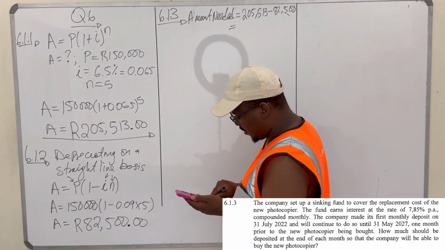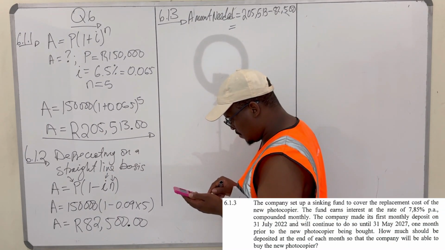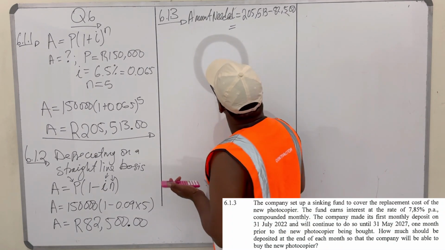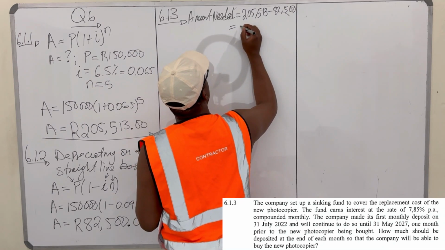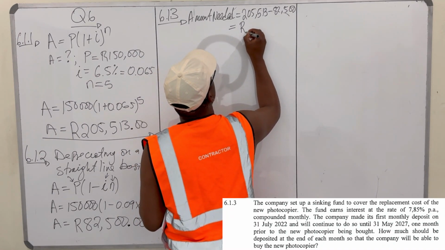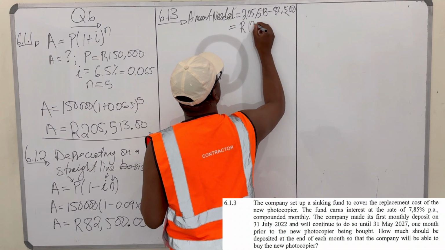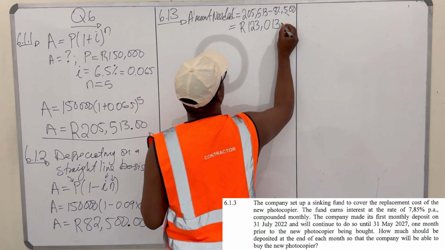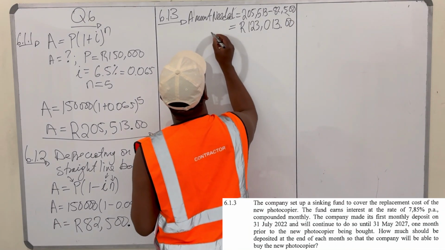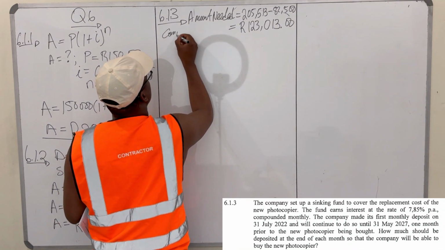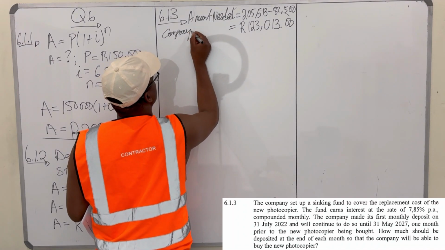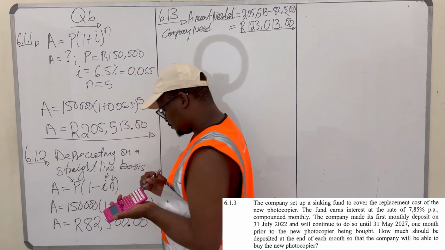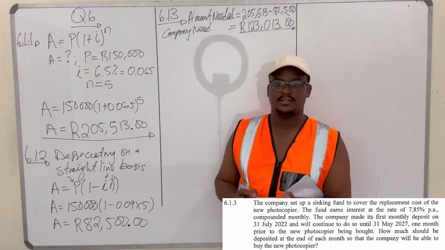So 513 minus 82,500. So the company in 5 years' time to buy the new machine will need what? Will need 123,013 rands. This is the amount that they will need in 5 years. So the company will need this amount in 5 years' time. That's the amount that they will need.